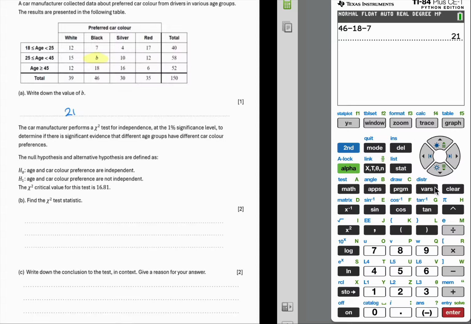of B. Don't forget, we should write down some working to help us if we were to go wrong. So 46 minus the 18 minus 7 equals 21. So that would be our working out. And we've used the fact that that column there adds together to make the total of 46.